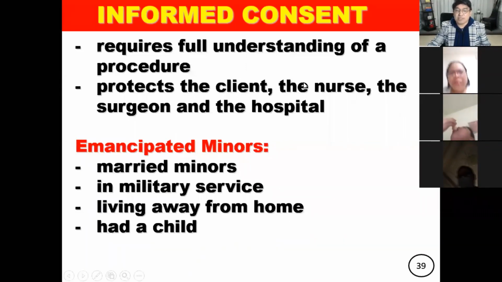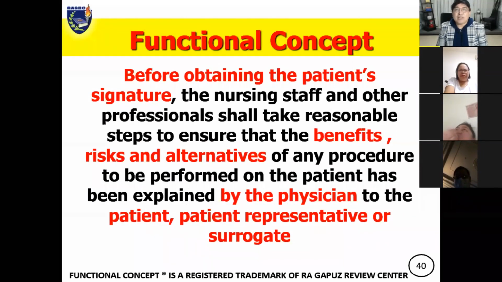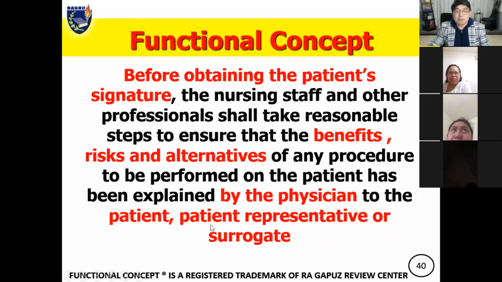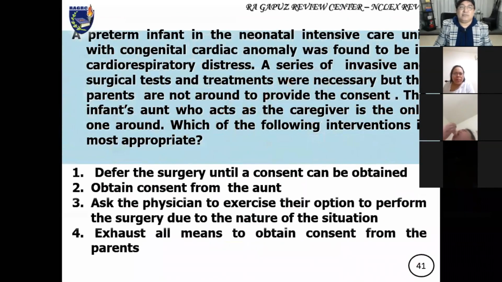Okay. Now, pay particular attention to this. Any minor emancipated by law can sign their consent, okay? So before obtaining the patient's signature, the nursing staff and other professionals shall take reasonable steps to ensure that the benefits, risks, and alternatives of any procedure to be performed on the patient have been explained by the physician to the patient, representative, or the surrogate, or the guardian, or if the parents are divorced, somebody who has legal custody for the child. Okay, so let's try answering a sample question.